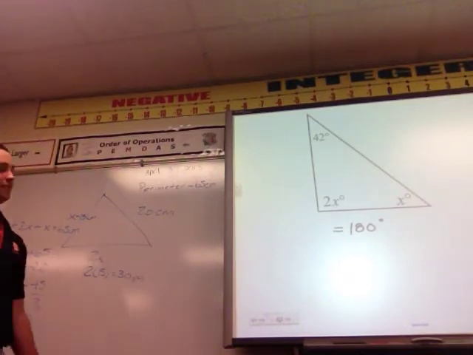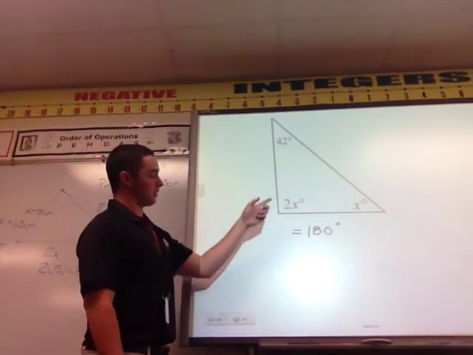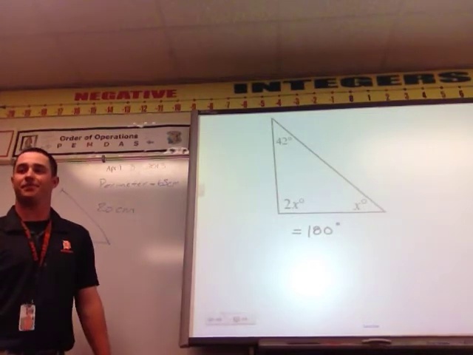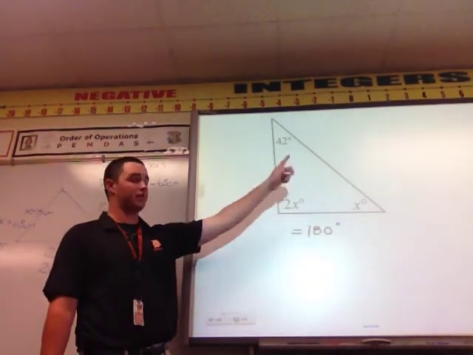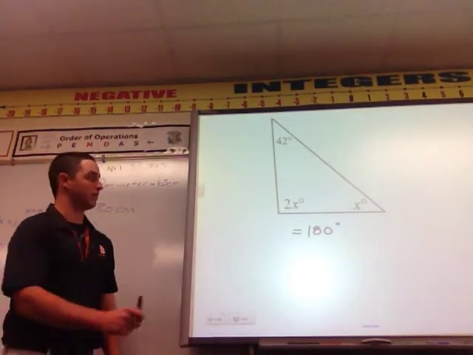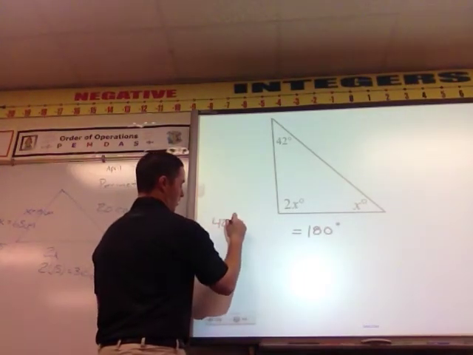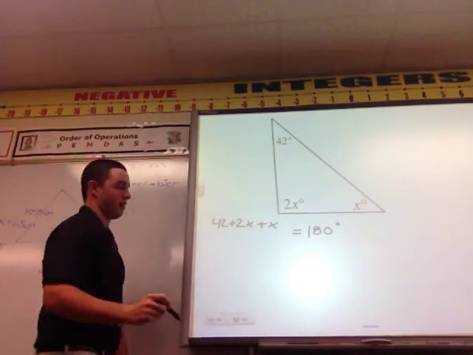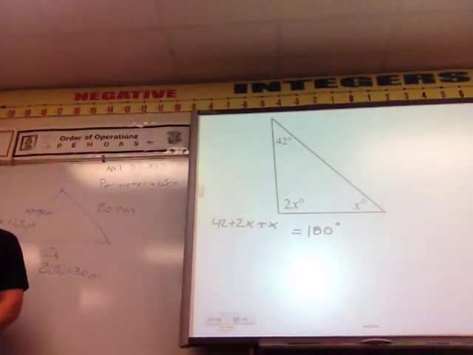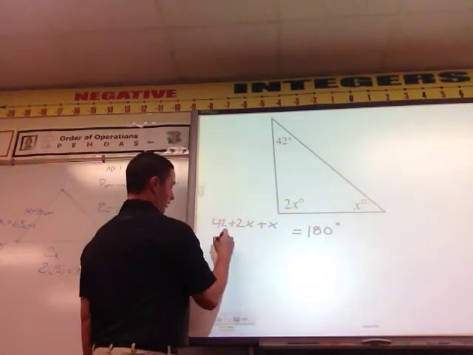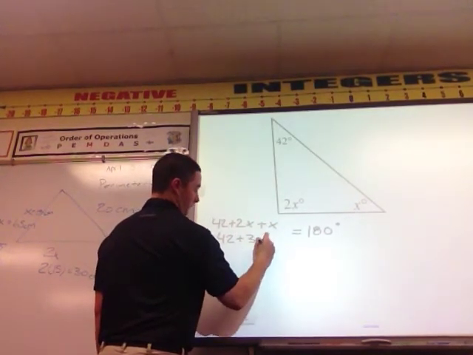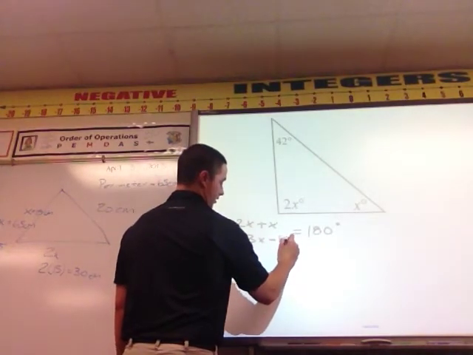Alright, so now we have all our angles shown. What's going to be on the left side of this equation? We have 180 on this side because they're going to add up to equal 180, right? 42 plus 2x. So what's our first step going to be? Add the x's. So we get 42 plus 2x plus x, which is 3x, equals 180 degrees.